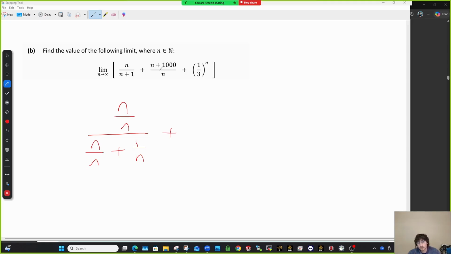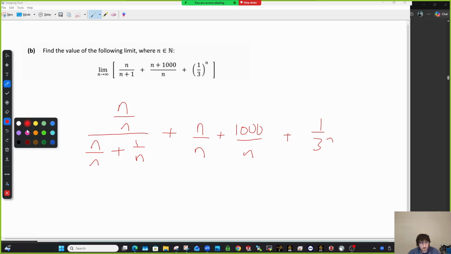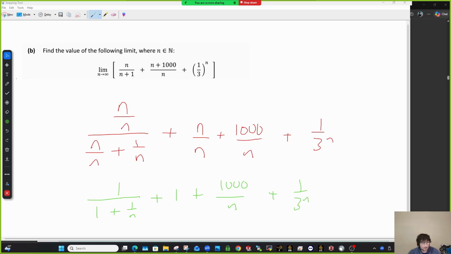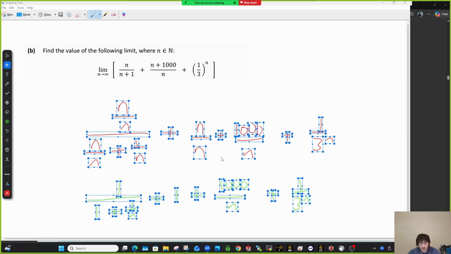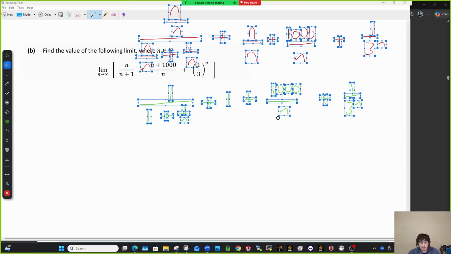What you can just do is simplify this as a single fraction. So split that one into two fractions. So it's n over n plus 1000 over n, and then, as we said, rewrite that other one as 1 over 3 to the n. So then this simplifies down to be 1 over 1 plus 1 over n plus 1 plus 1000 over n plus 1 over 3 to the n.